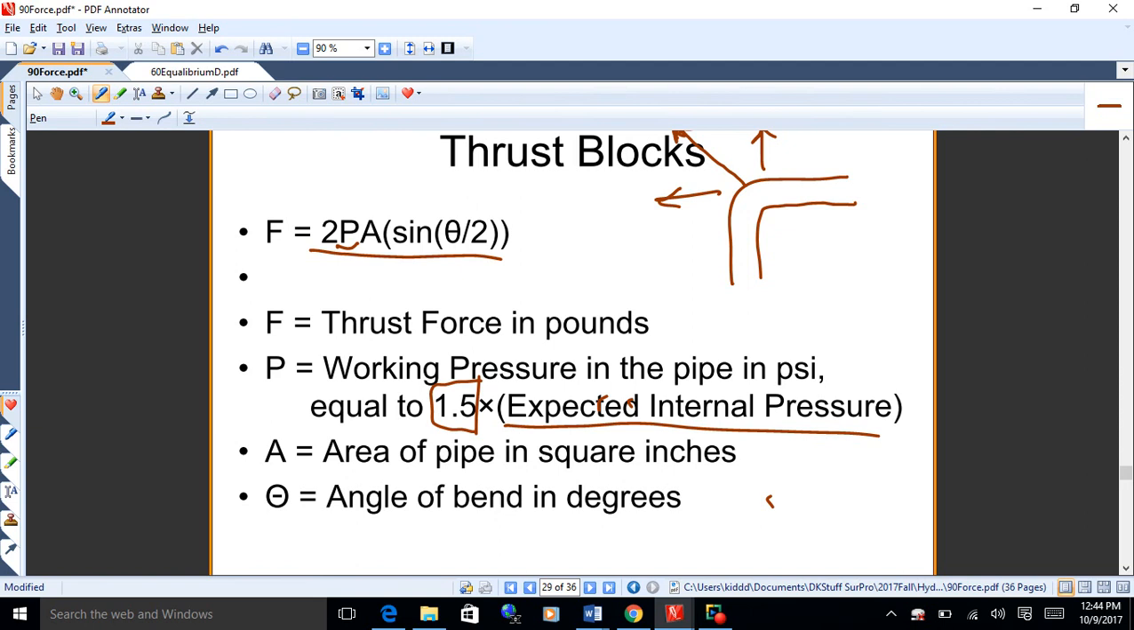A is the area of the pipe, and theta is the bend angle in degrees. That's basically how you calculate the force. You notice you've got that PA in there that you'd expect. You have to put a factor of 2 times the sine of half the angle. It's just a trigonometric formula. So it's 2 times PA times sine of half the angle. P is 1.5 times your expected internal pressure.